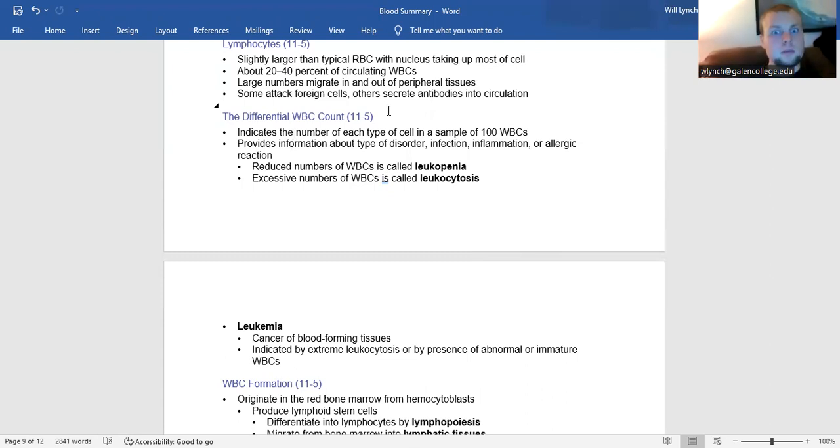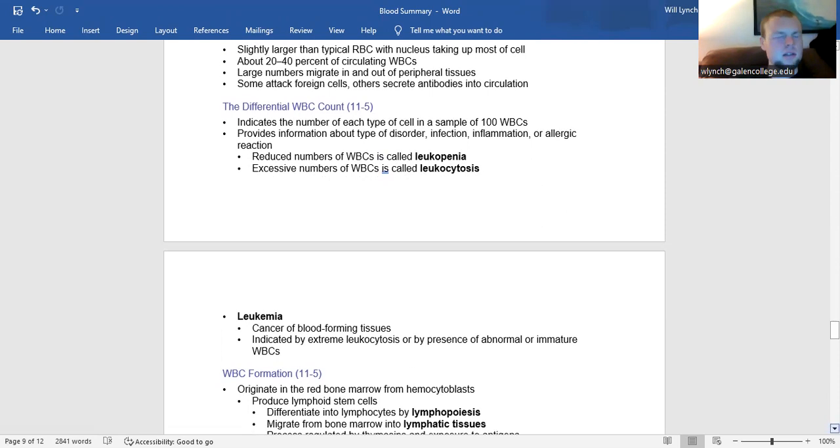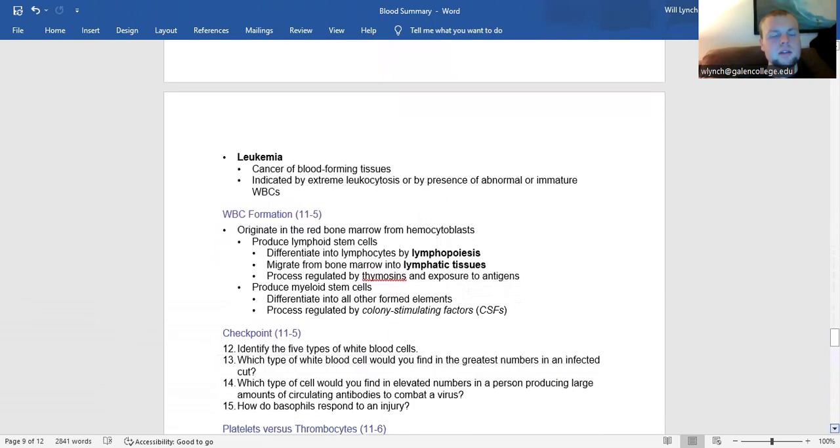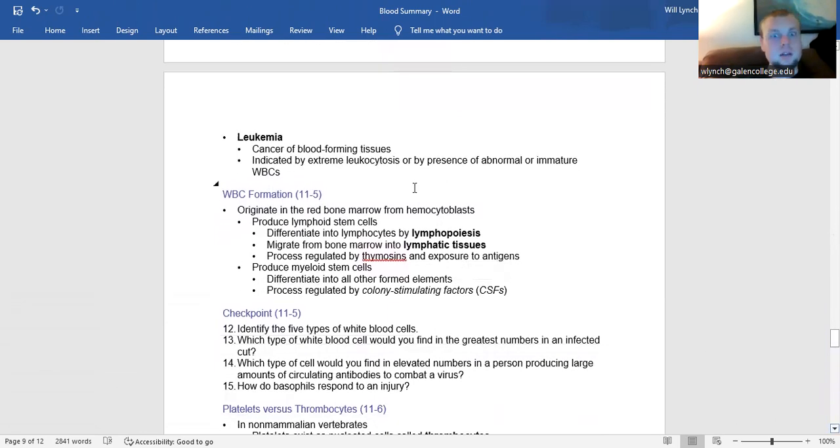A reduced number of white blood cells is called leukopenia. An excessive number of white blood cells is called leukocytosis. Leukemia is cancer of the blood-forming tissue. So leukemia is going to be indicated by either leukocytosis or by abnormal and immature white blood cells and immune cells circulating in the bloodstream.